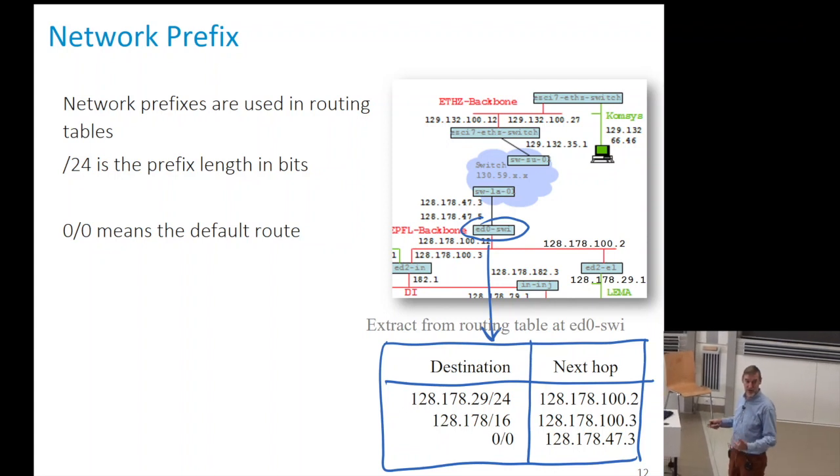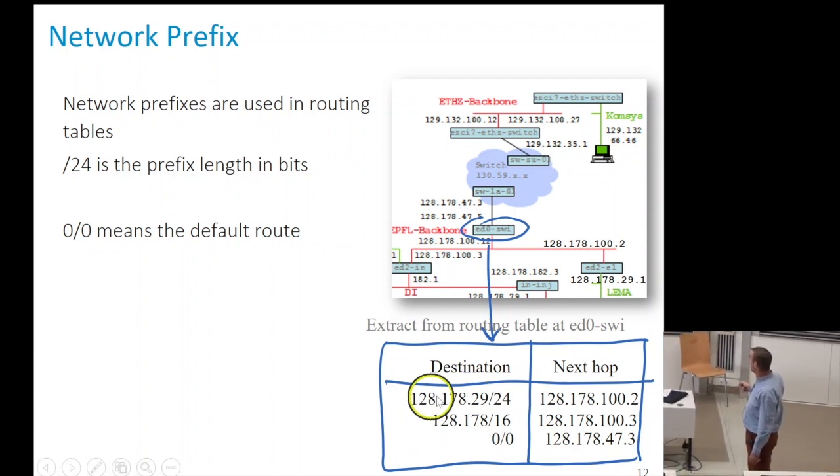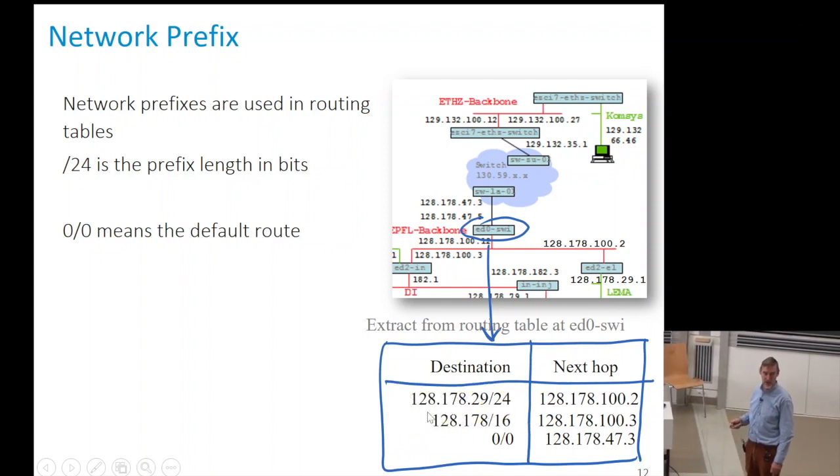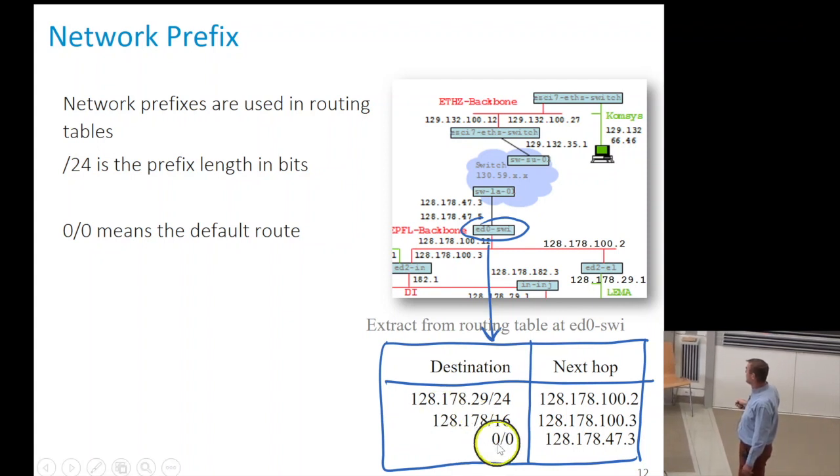Well, in fact, it matches all 3 lines. It matches the first one, because the first 24 bits are exactly those ones. It matches the second line, because the first 16 bits are exactly those ones. And it matches the third one, because anything matches the third one. So it matches all 3.